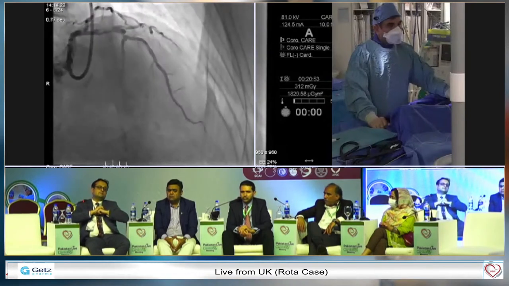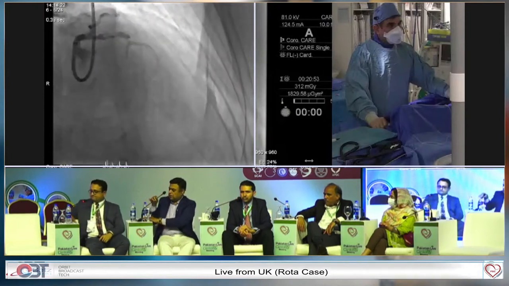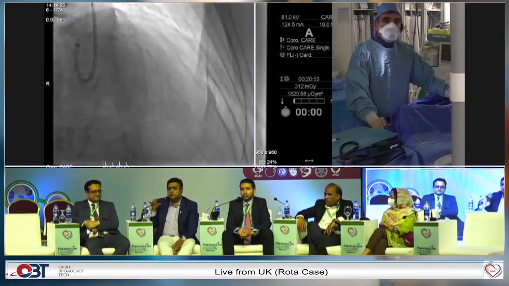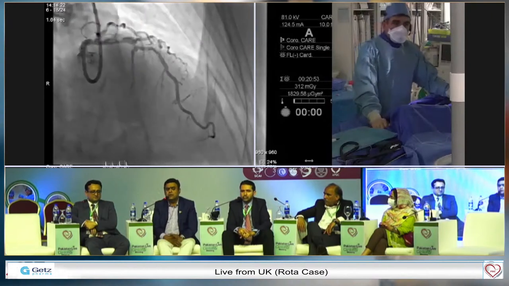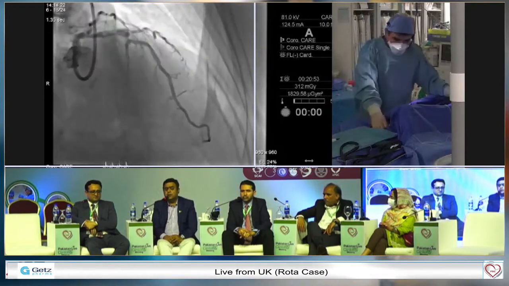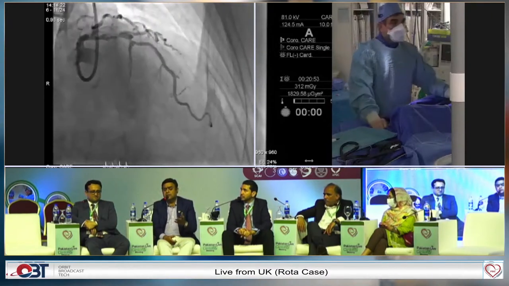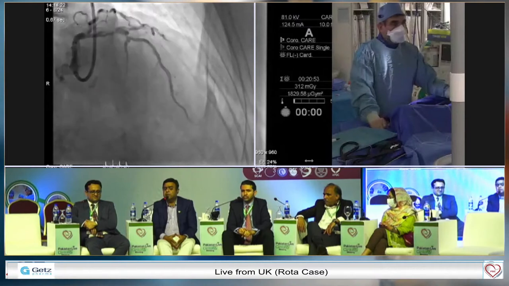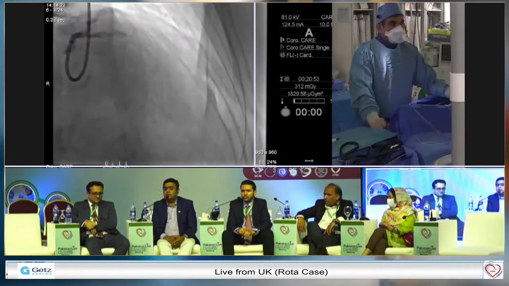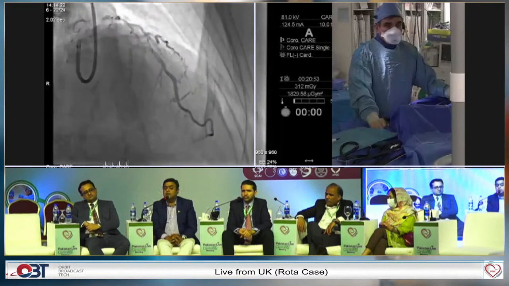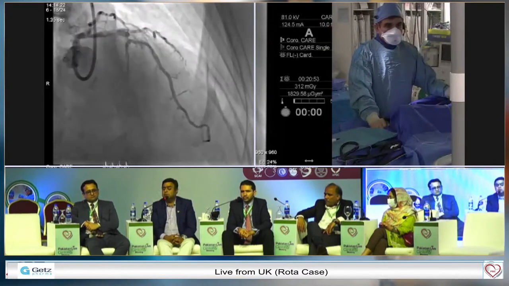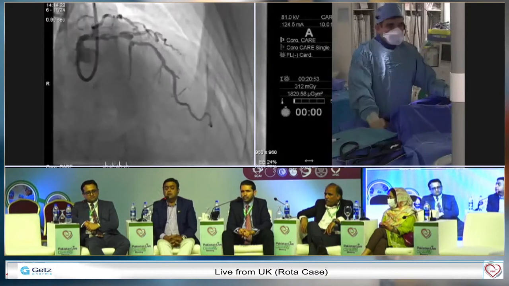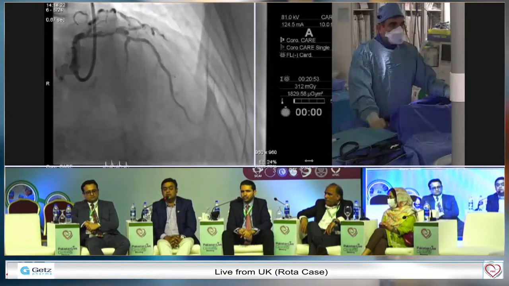Okay, Dr. Javed Sial, any comments? Totally agree with the plan discussed by Dr. Asad and Afsar Raza. But my concern is that the patient has a hazy shaft of left main as well. Probably you have to come up to left main, or at least cover that shaft of left main, because it seems quite hazy and might be a significant eccentric lesion there.